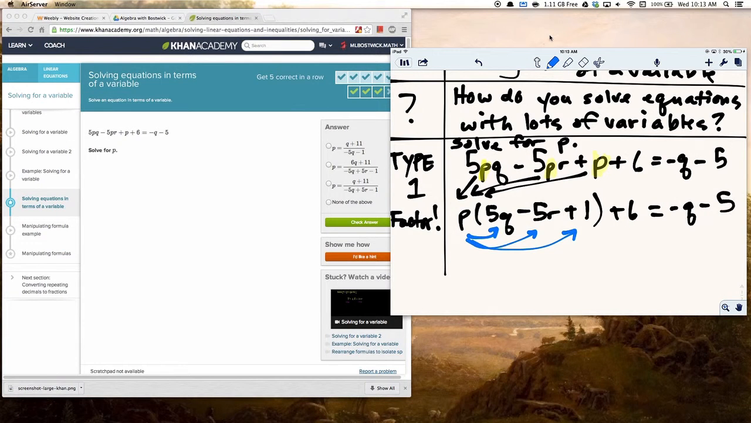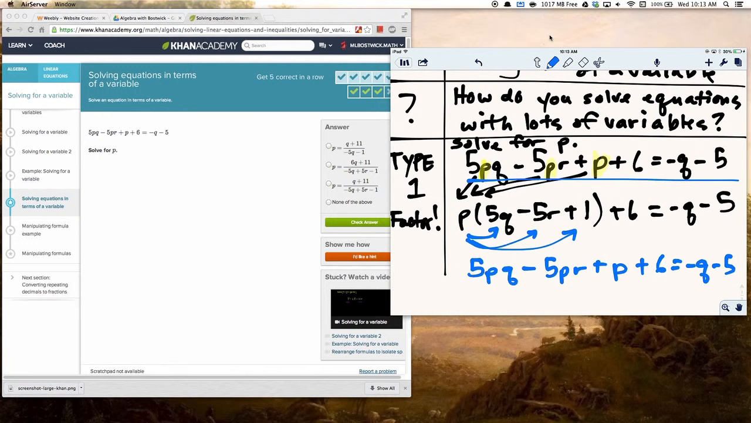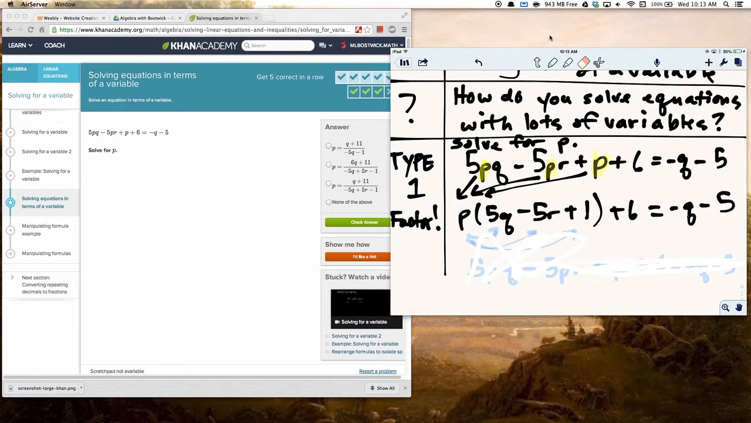P times 5q is 5pq. P times negative 5r is minus 5pr. And p times 1 is plus p. And then I have plus 6 equals negative q minus 5. And so I get the exact same thing back. But we'll see in just a moment why what I've done is very useful to us, because I've actually just created what is now a two-step equation.